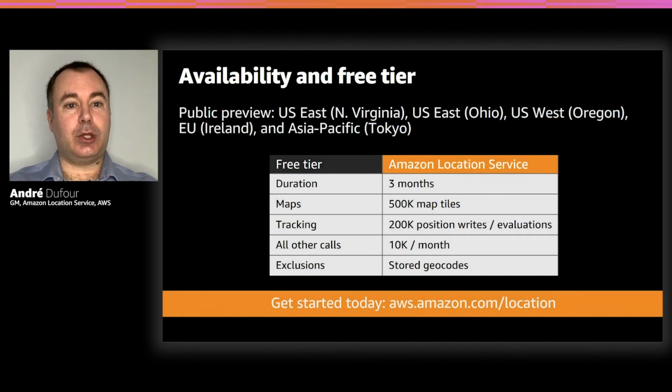Now, Amazon Location Service is available today in preview. It's in 5 AWS regions in North America, in Europe, and in Asia. You don't have to sign up for the preview, just please go ahead and use the service. Once the preview period ends, we also have included a generous free tier with 3 months worth of the usage you will need to build a prototype and get an experiment going and start to integrate location into your applications today.